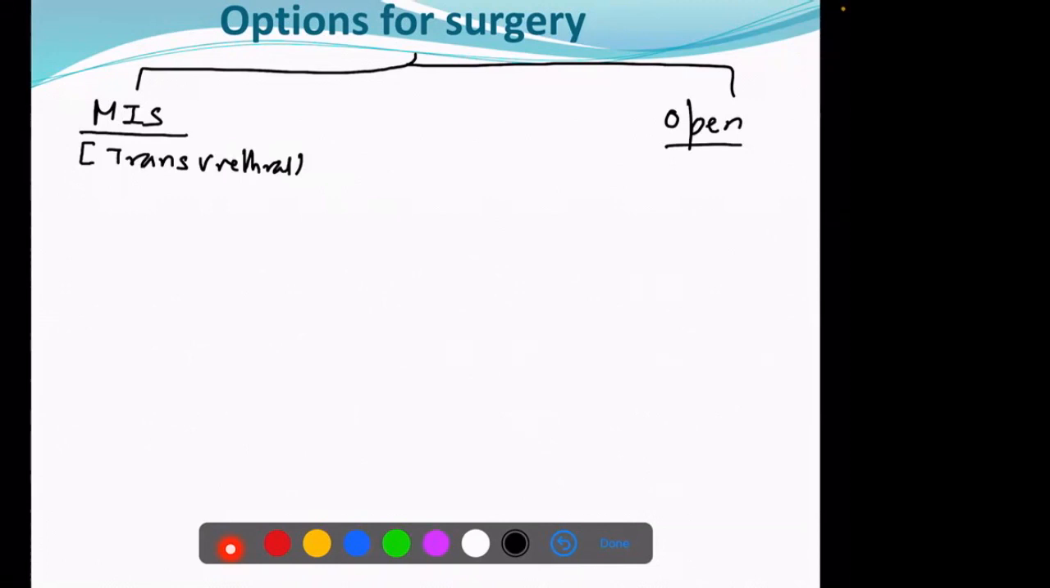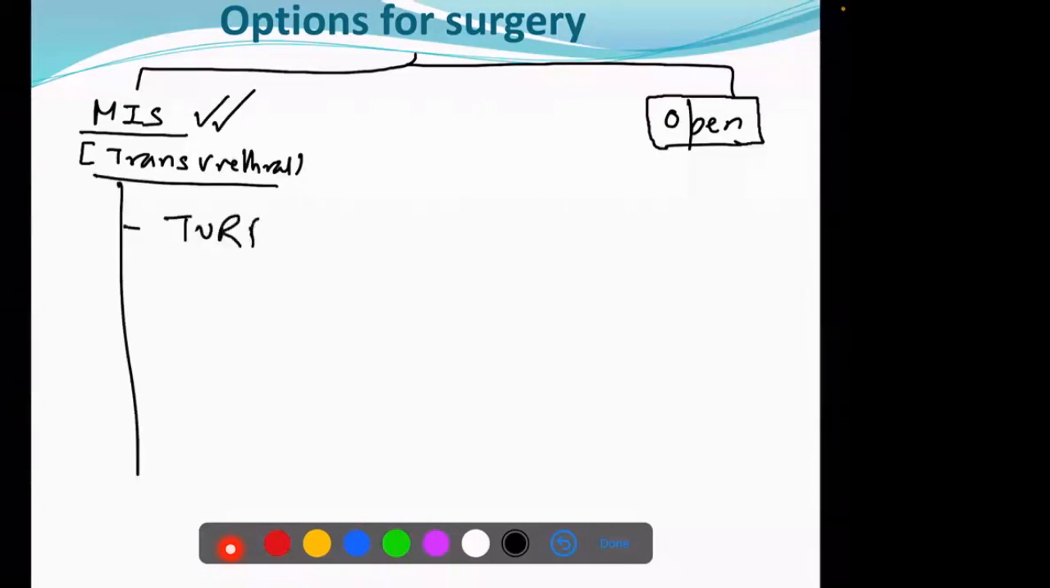Open means classical open. We cut the abdomen and go into the retropubic space and then do surgery and remove that enlarged BPH. Okay. So there are a lot of transurethral options we have. TURP means transurethral resection of prostate. This is the gold standard. Okay. Most commonly done surgery in the world.